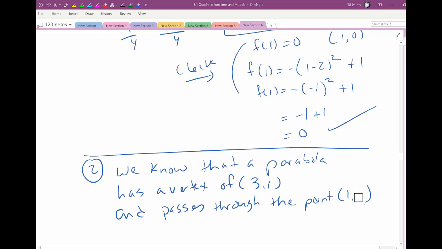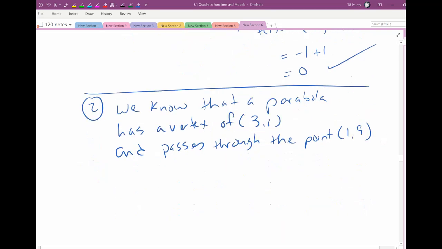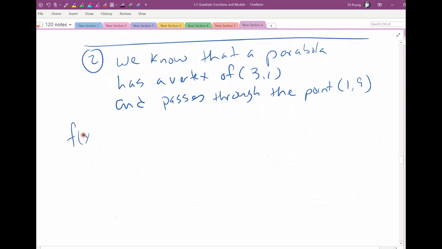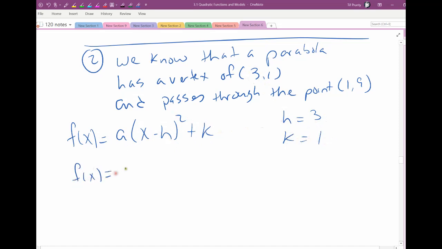Now this point is not quite as easy as the last example. It's always nice when we have zeros, but I can still solve it. So remember, the equation is a times x minus h squared plus k, where h comes from the x value in my vertex, so h is 3, k comes from the y value in my vertex, which is 1, so that's where we start. So a times x minus 3 squared plus 1.